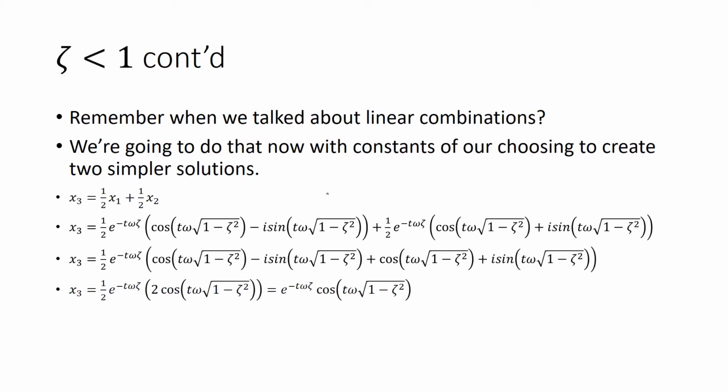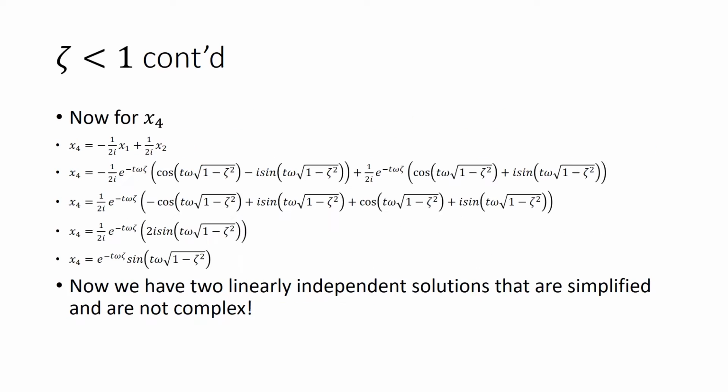So you eventually get to here, you can just read this over, but you get from this combination here to just this simple thing over here. Well, it's not totally simple, but it's a lot simpler than what we had before. And in the next one for x4, we're actually going to get rid of the imaginary number. We do that by having the 2 over 2i, 1 over 2i, and we're left with that. So we have x3 and x4 here, and they're both much easier to work with. We have two independent solutions that are simplified and they're not complex.